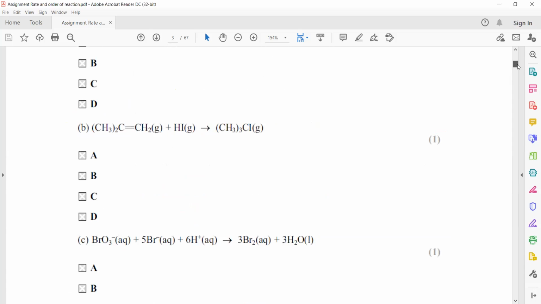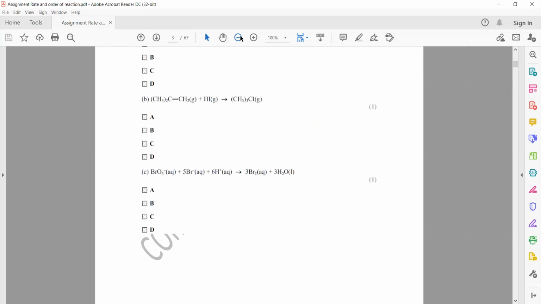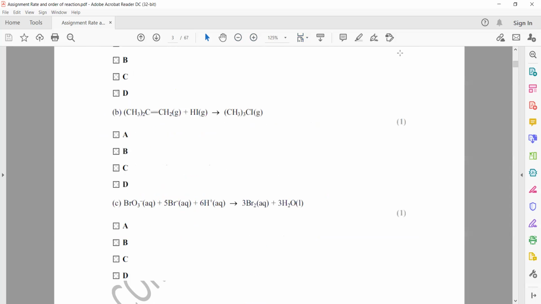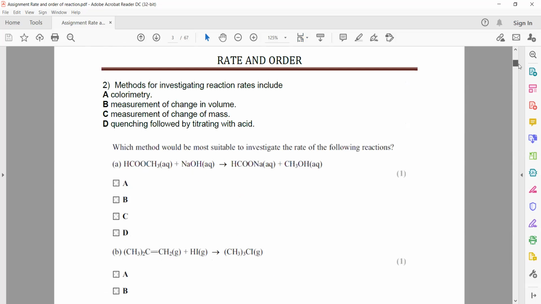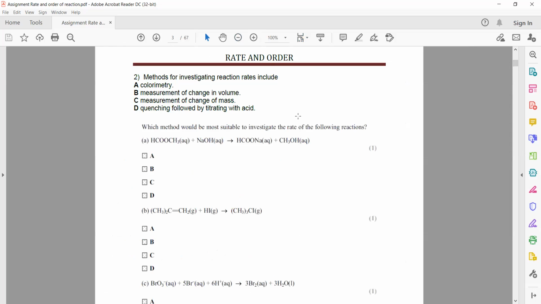Then part B, we have an unsaturated hydrocarbon reacting with hydrogen iodide to give CH3 bracket 3Cl. So if there is a change in the amount or moles of a gas, which technique can we use, A, B, C, or D? Change of mass.